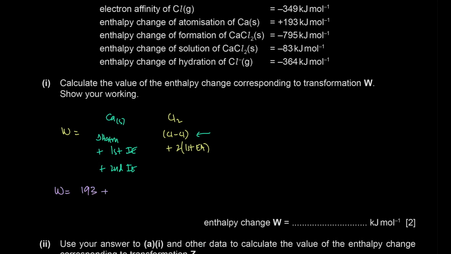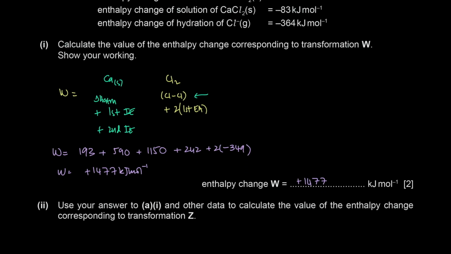We have the first ionization energy of calcium from the data booklet. Obviously, the data will be given to you in this exam, because you won't have a data booklet. The first ionization energy is 590 kilojoules per mole. The second ionization energy is 1150. The bond energy of chlorine is 242, and the first electron affinity is negative 349. We have 2 times that, so 2 times negative 349. So what is W equal to? W comes out to positive 1477 kilojoules per mole.